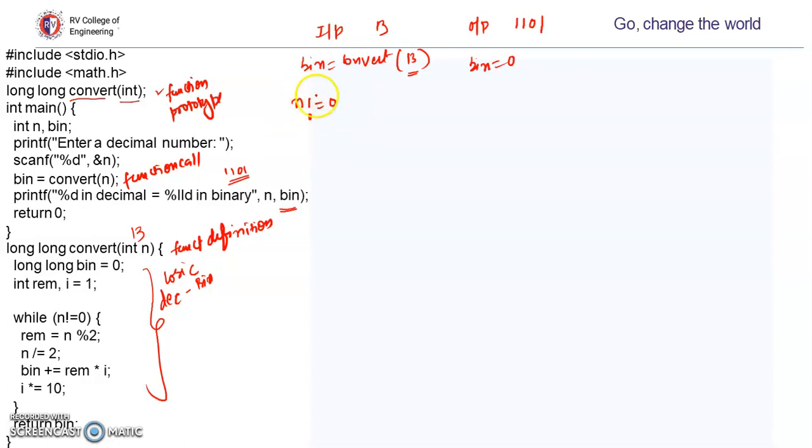So here, n is not equal to 0 is the condition. Until this condition is true, I mean when the condition becomes false, we will come out of the while loop. Then we are calculating remainder using n % 2, because we are dividing the number by 2 until the quotient becomes 0. That is the logic. And n is equal to n / 2, that we are doing for calculating the quotient, and then there is the value of i, and the actual calculation: bin is equal to bin plus remainder into i. Using this formula, we will write the binary equivalent of the decimal.